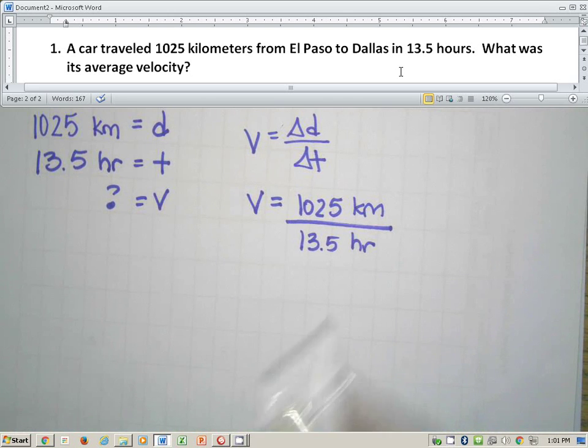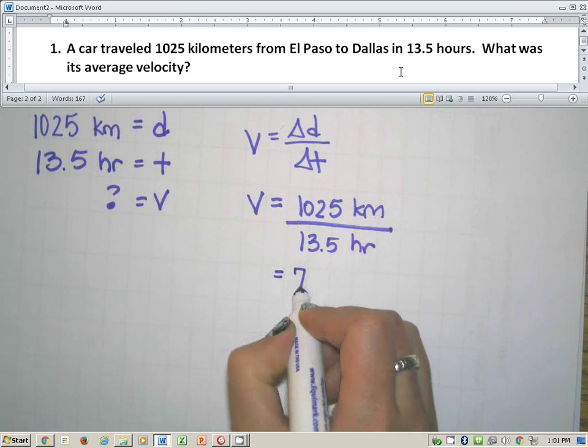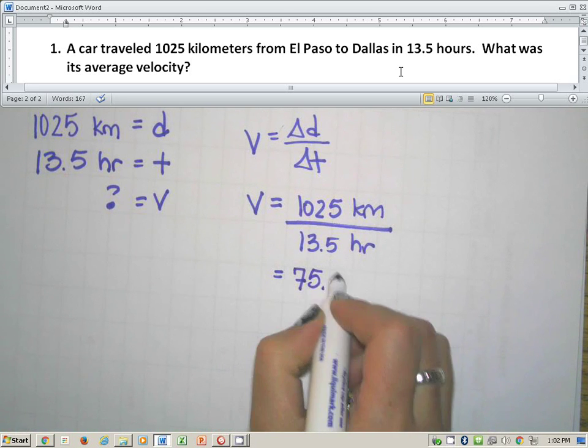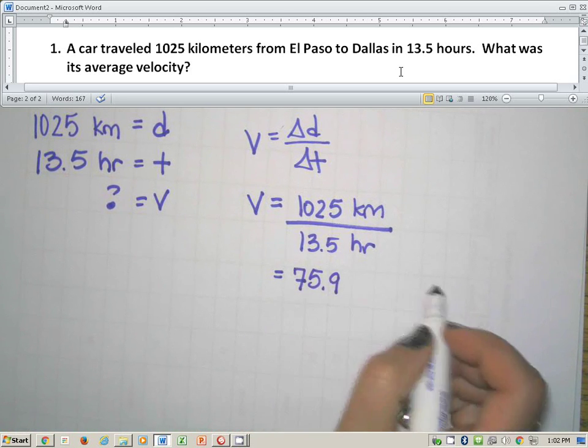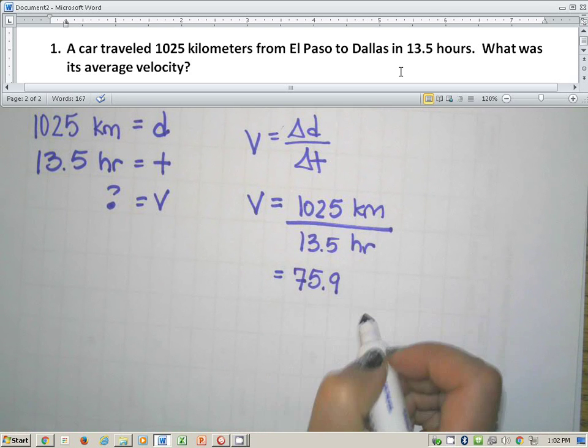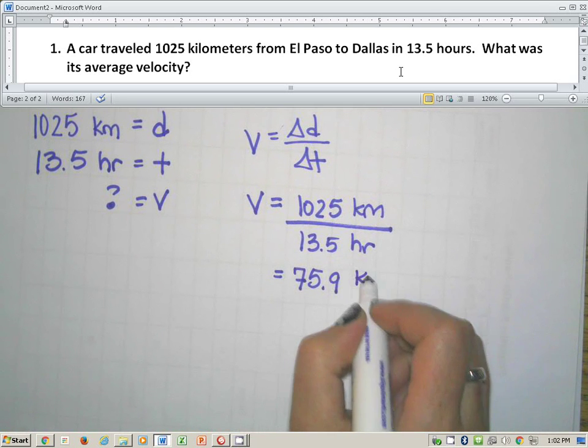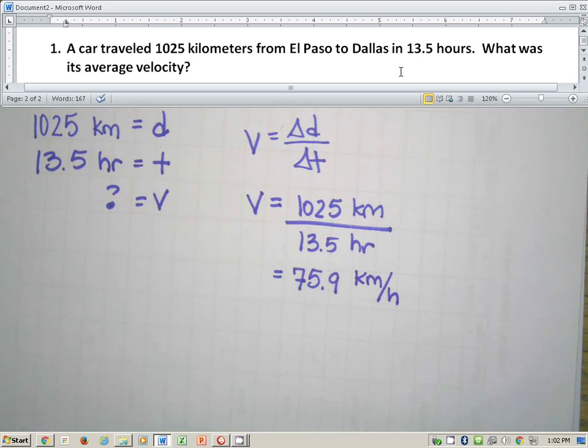If we crunch our numbers here, my calculator says 75.9, and it's got a bunch of other digits. I've asked my classes just to round it to a decimal place if it's got decimals. So we can call that 75.9 kilometers per hour. Very simple, very straightforward.